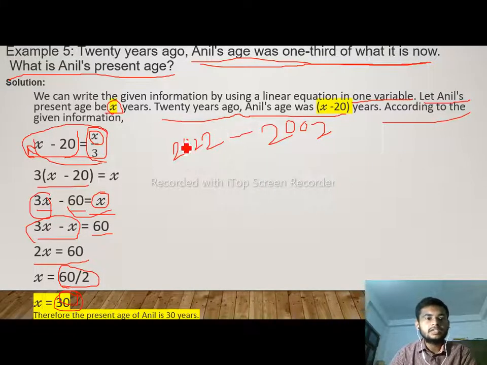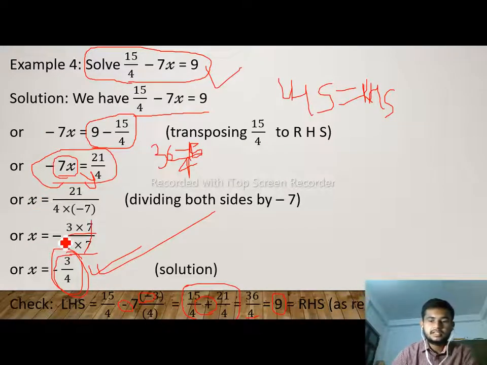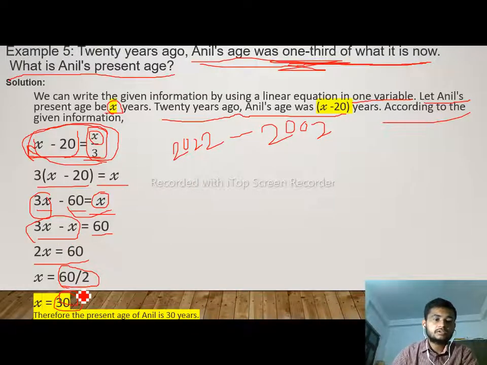Then according to the given information, x minus 20 is equal to x by 3, as the previous age was one third of what it is now. So x minus 20 is equal to x by 3. So 3x minus 60 is equal to x. 3x minus x is equal to 60. 2x equals 60. x is equal to 60 by 2, and x is equal to 30, which is the present age of Anil. Okay, you all get that?